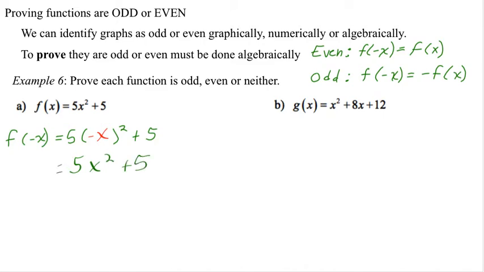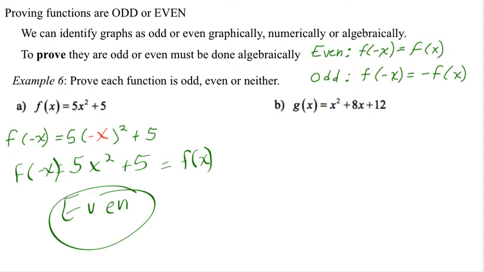So I ended up with the exact same thing. So f of negative x, when I put in negative x, I ended up with the same function. If you compare the first function with what I ended up with, this is the exact same thing. So is this odd, even, or neither? Well, it says that if we plug in negative x and get the same f of x out, this is an even function. So we have just proven that that was an even function.